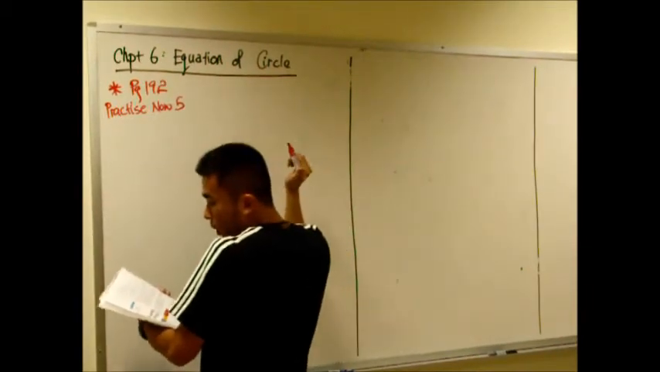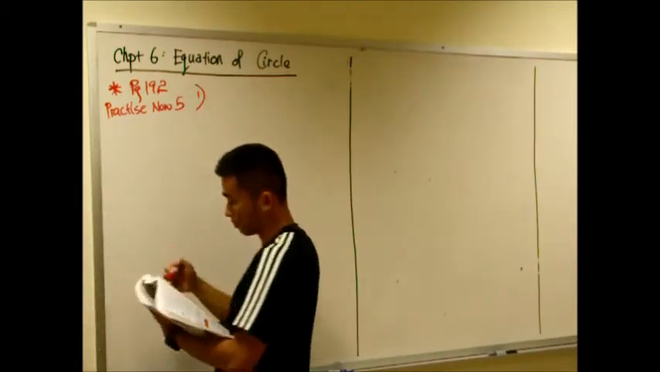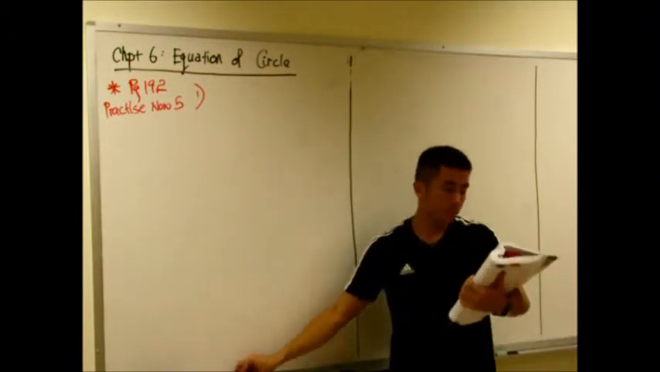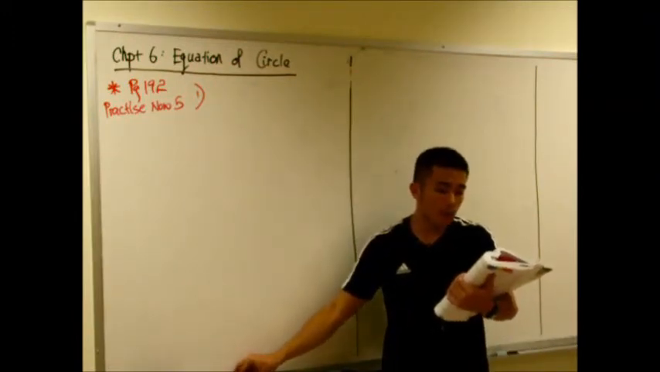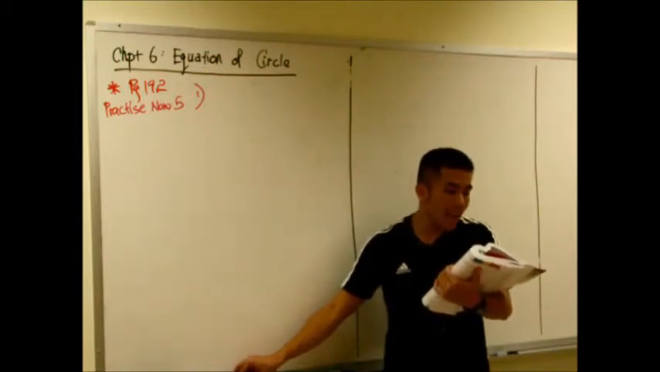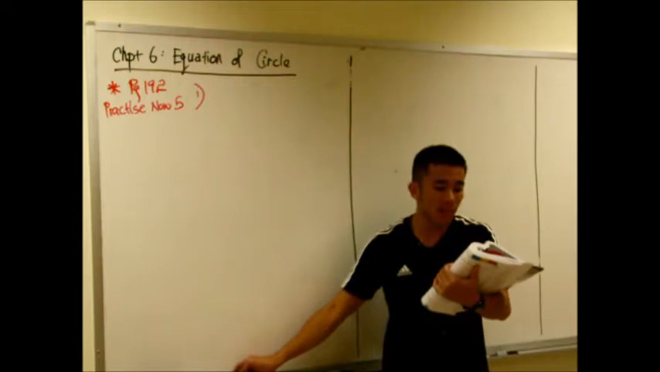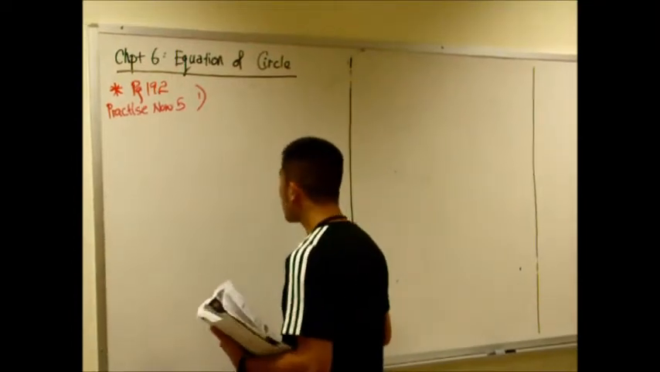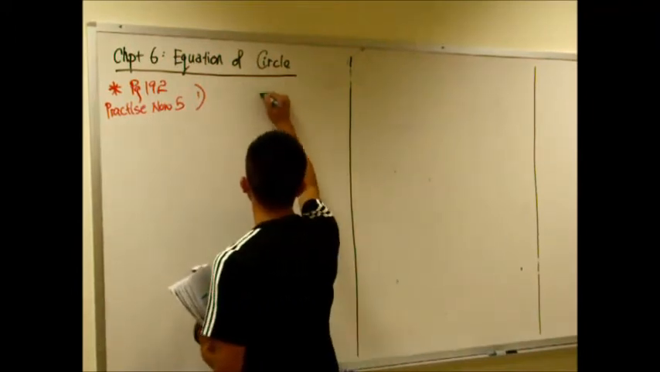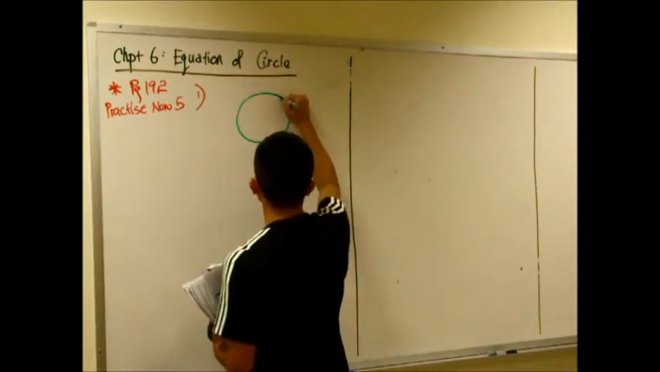This is a star question because the concept is very important. The question we're dealing with is question 1. Find the equation of the circle which passes through the points A and B and has its center lying on the line. So I'm going to draw a simple sketch so we can visualize the question better.